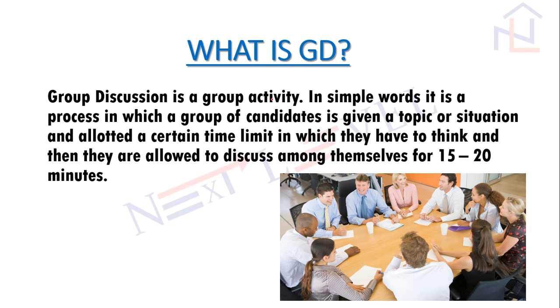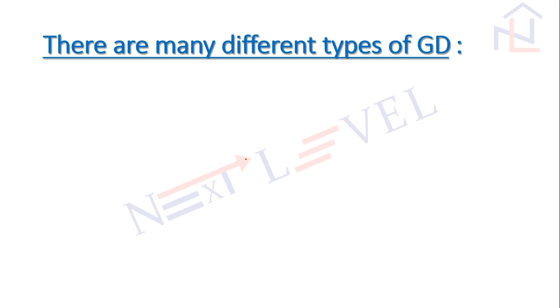Group discussion is a group activity, or in simple words, it is a process in which a group of candidates is given a topic or situation and allotted a certain time limit in which they have to think, and then they are allowed to discuss among themselves for 15 to 20 minutes. There are many different types of GD.